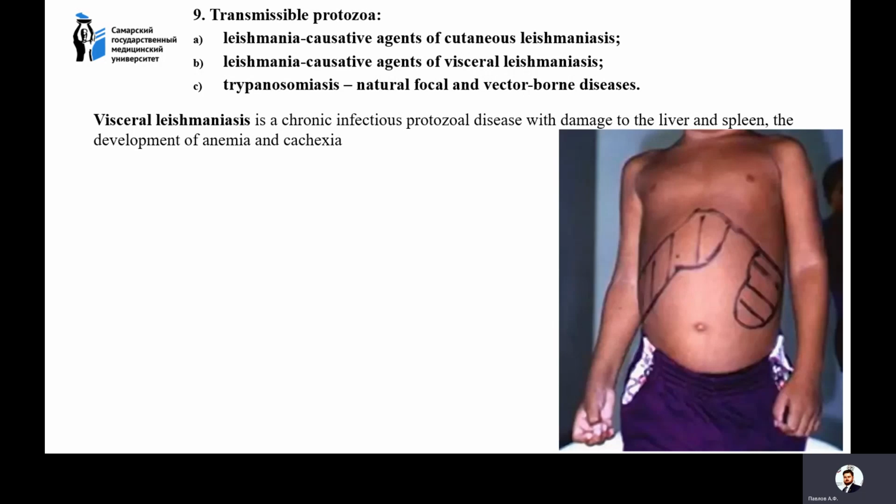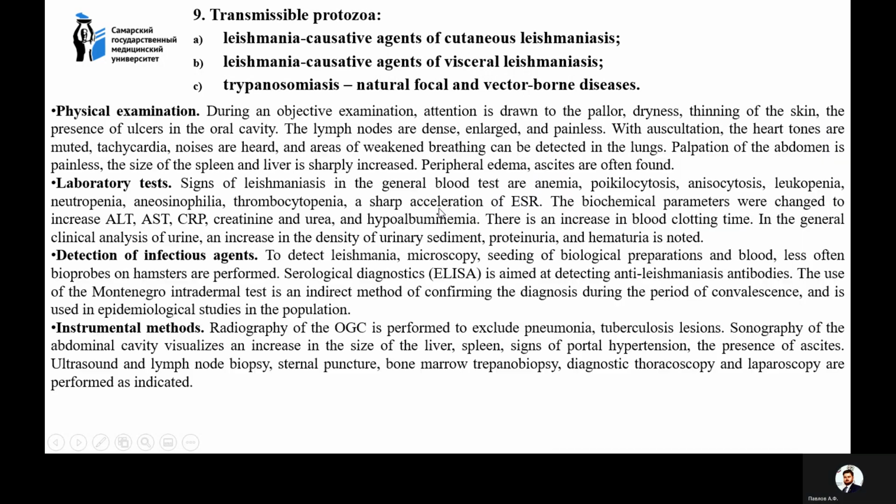Visceral leishmaniasis is a chronic protozoal infectious disease which damages the liver and spleen, with the development of anemia and cachexia. Visceral leishmaniasis has 4 methods of diagnosis: physical examination, laboratory tests, detection of infection agents, and instrumental methods.